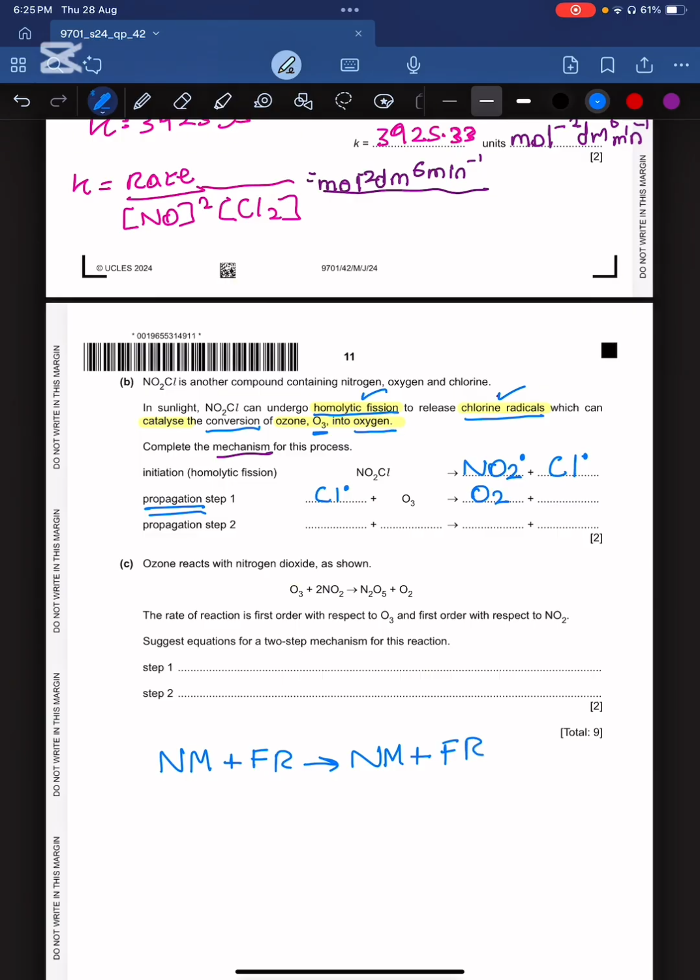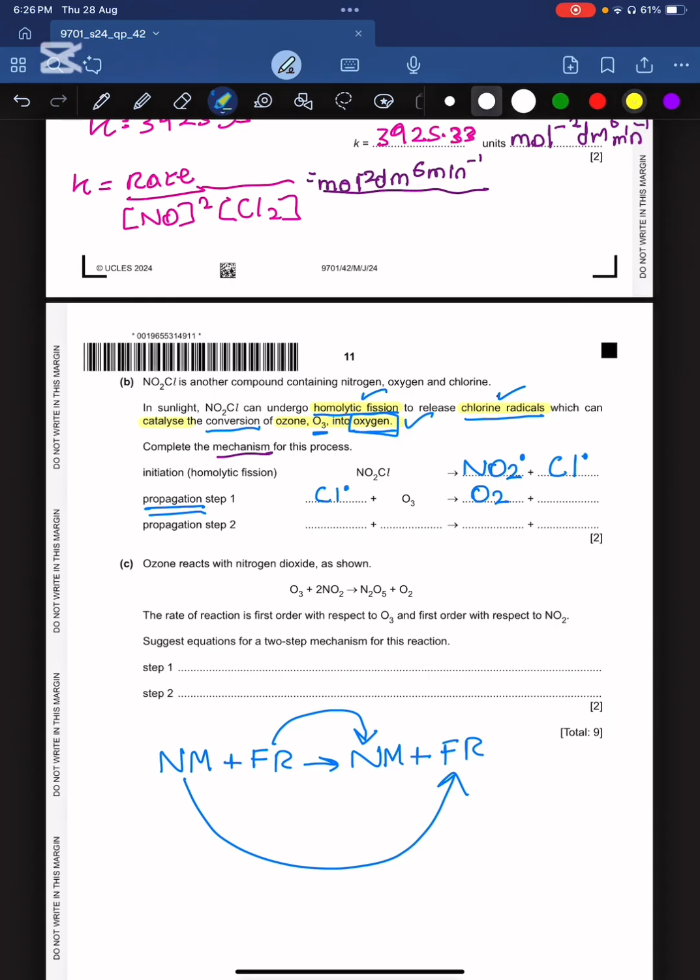What do I mean by that? The normal molecule becomes the free radical, and the free radical in the reactants becomes the normal molecule. I had a free radical here. This would become a normal molecule, and the normal molecule would become a free radical. So O3 here would be converted into oxygen. This is done. Now one O is left, and the Cl radical is left, right?